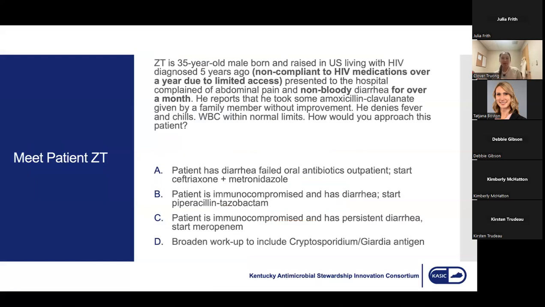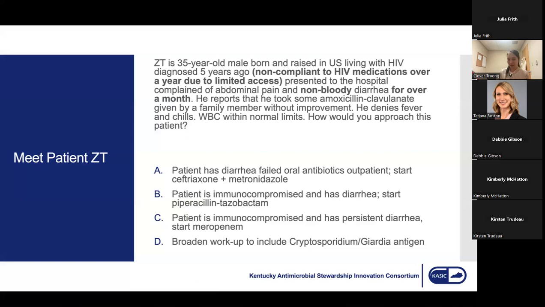So before we go into different parasitic infections, let's meet patient ZT, a patient that I have come across at our hospital. You don't have to respond to the question, but keep that in mind as we go through the presentation. ZT is a 35-year-old male, born and raised in the US, living with HIV, diagnosed about 5 years ago. He reported that he had been non-compliant with HIV medication for over a year due to limited access. He presented to the hospital complaining of abdominal pain and non-bloody diarrhea that had been waxing and waning for over a month. He reported that over the last few days, he took some amoxicillin clavulanate given by a family member, but didn't have any improvement. He denied fever and chills, white blood cell count was within normal limits, and all other labs were stable and unremarkable.